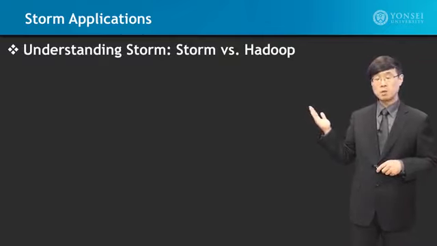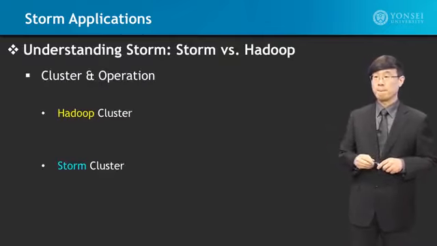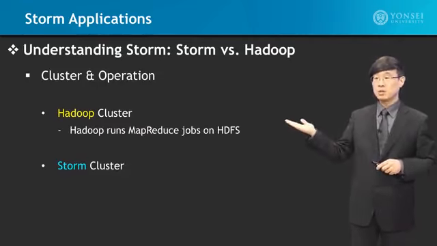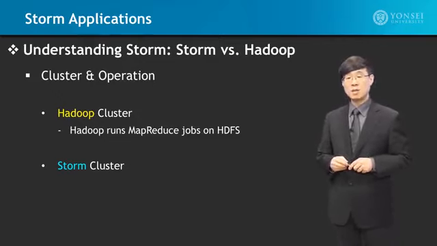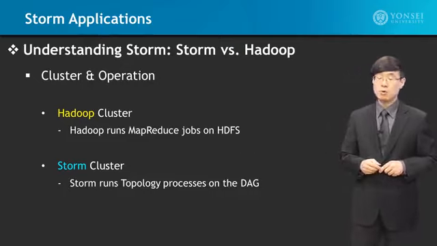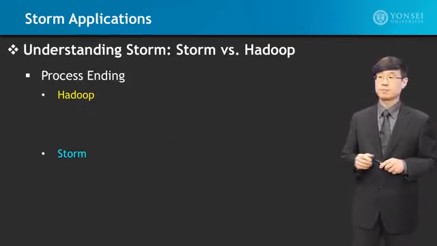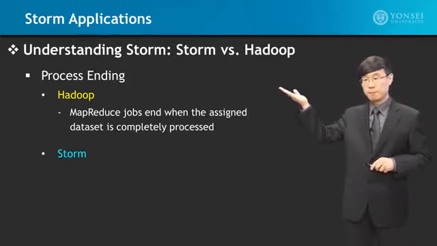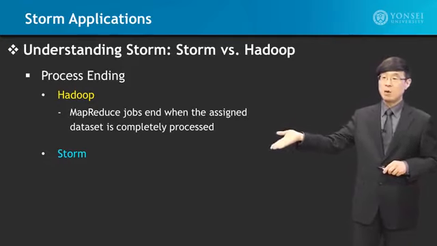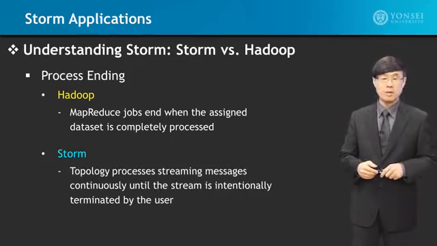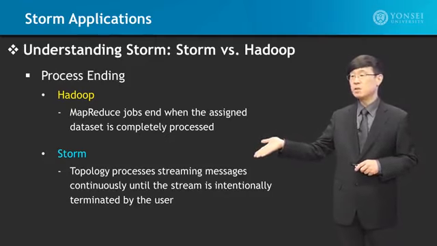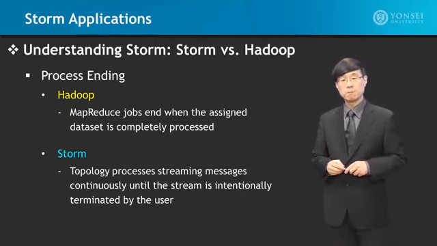Understanding Storm using a comparison with Hadoop. First, cluster operations. Let's start big and then focus in down. The Hadoop cluster runs MapReduce jobs on the Hadoop Distributed File System, HDFS. A Storm cluster will run topology processes based on the DAG. Comparing process ending: in Hadoop, MapReduce jobs end when the assigned data set is completely processed. However, in Storm, this is an ongoing process. There is no definite end. A topology processes streaming messages continuously until the stream is intentionally terminated by the user.